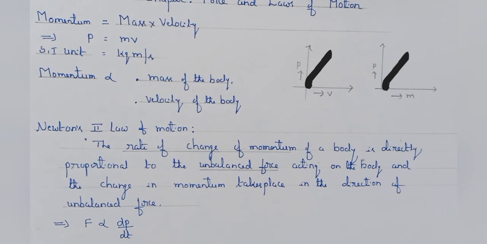And the force is inversely proportional to dt. It means if the time taken for the change in momentum is less, then the force acting on the object is more. If the time taken for the change in momentum is more, then the force acting on the object is less. So, F is proportional to dp by dt.